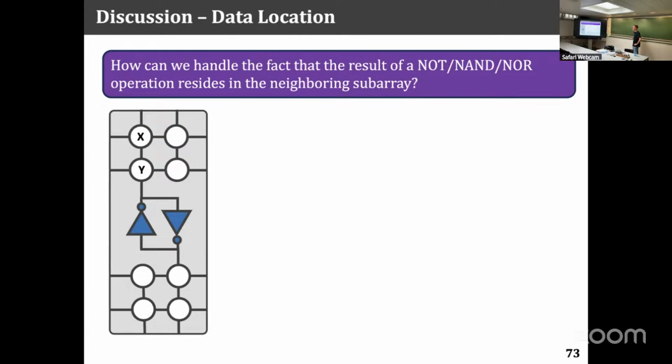So I want to ask as a first question, the data location problem I teased in the weaknesses part. My question is, given that we have X and Y in the top subarray, can we actually, using the operations I just described that were introduced in the paper, do the XOR operation? So is there a way of performing a NOT operation followed by some ANDs and ORs to actually get XOR?